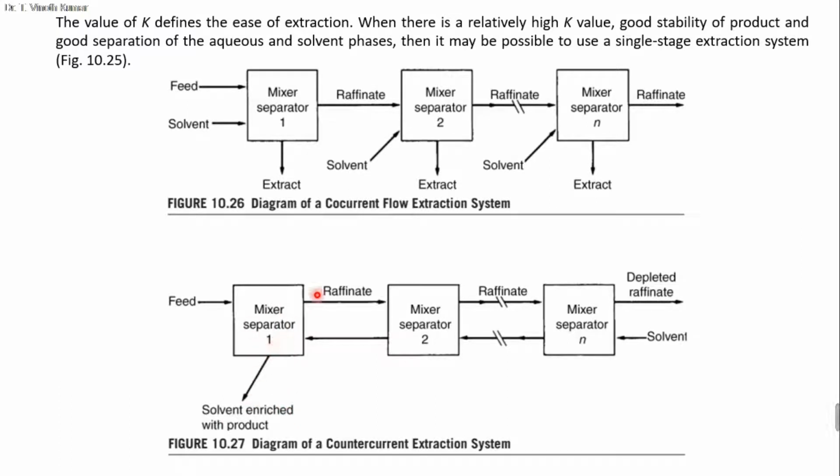So this is called counter current. Counter current means the raffinate direction and the solvent direction are opposite, entirely different. In co-current, the raffinate and solvent directions are both the same direction.